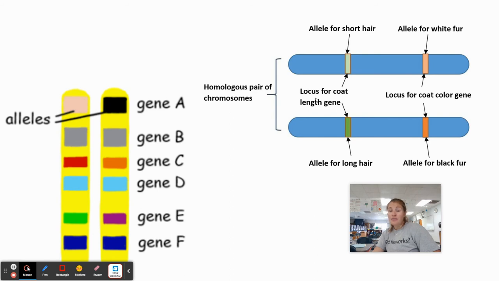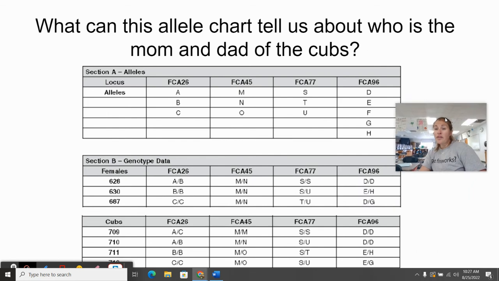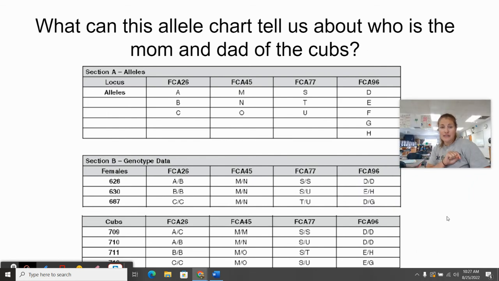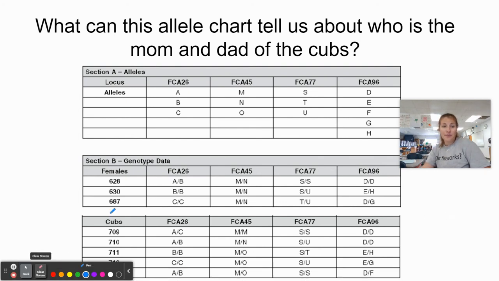Locus means location. So on a chromosome, these genes are in the same location. They received the gene for short hair and for long hair, and they also received the gene for white fur and black fur. How that manifests is going to be different based on which ones are dominant and recessive. With all this information, what you are going to do today in your groups is try to find out which lionesses have to be the mom of these cubs. We're going to go over one example right now, and then we will set you free.